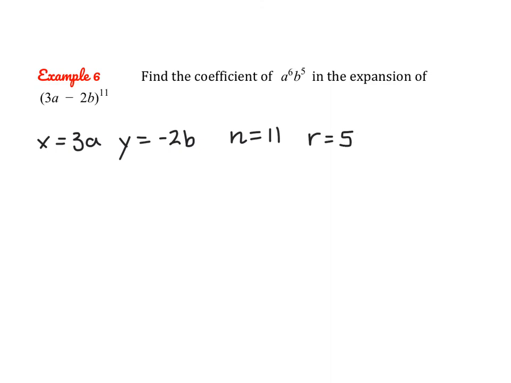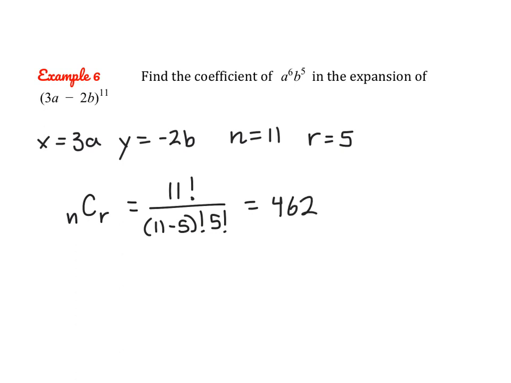So now I'm just going to plug it into the formula. Let's start by finding that n choose r. So we have 11 factorial over 11 minus 5 factorial times 5 factorial. And if you simplify that, it becomes 462. So then we have 462 times x, which is our 3a, to the power of n minus r, times y, which is negative 2b, to the power of r, which is 5.